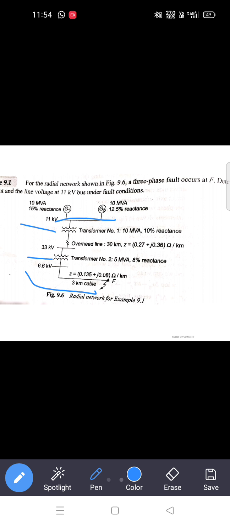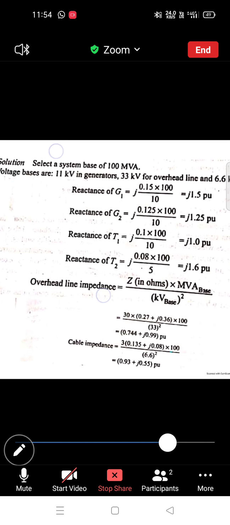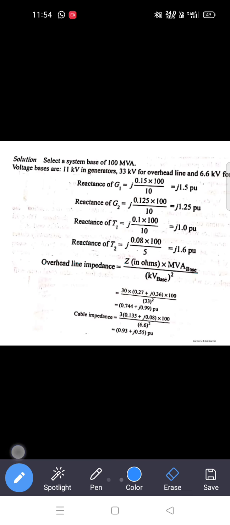Okay, so here we know that the 11 kV is for the generator, so we can take the voltage base as 11 kV for the generator. Then 33 kV for the overhead line, this one, and 6.6 kV for only this cable. So we first decide the bases. Now here we take the system base as 100 MVA.